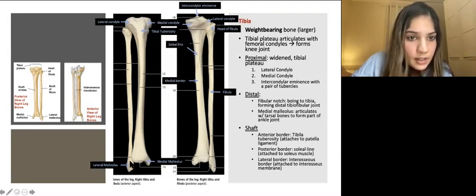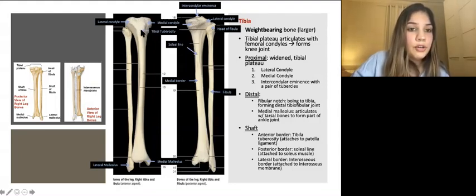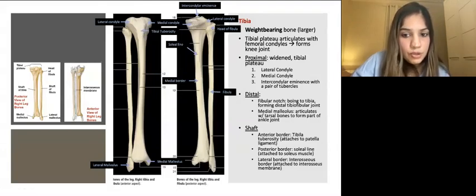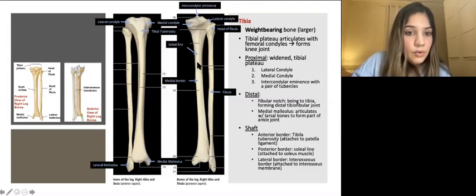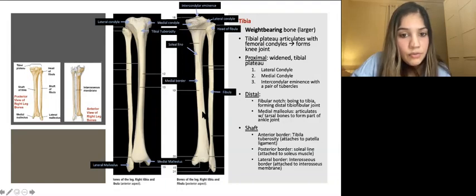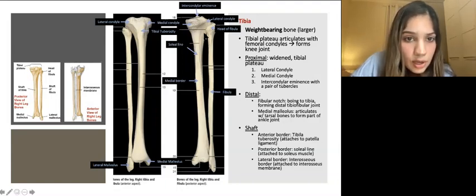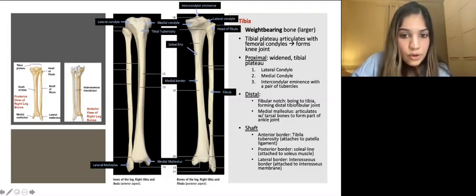So if we look at this picture, this is an anterior image. You've got the tibial tuberosity, which if you feel just below your knee, you'll be able to feel a bony prominence, which is your tibial tuberosity. On the posterior border, you've got this line, the soleal line, which is attached to one of the muscles, the soleus muscle. And laterally here, you've got the interosseous border.